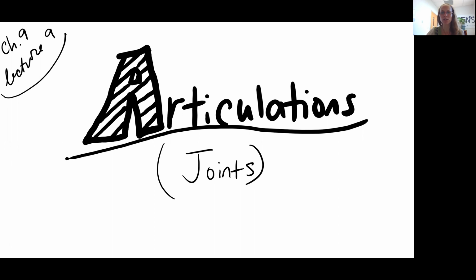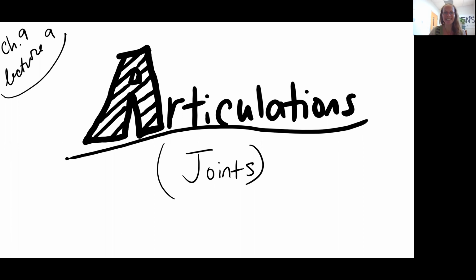We are just going to be learning a small portion out of Chapter 9, so we're not doing the entire chapter here. We have been talking about osteology in lecture, and you have been studying the skeleton in lab. And so our job here in this chapter is to start looking at how those bones are connected together. So we're looking at what are called articulations or joints.